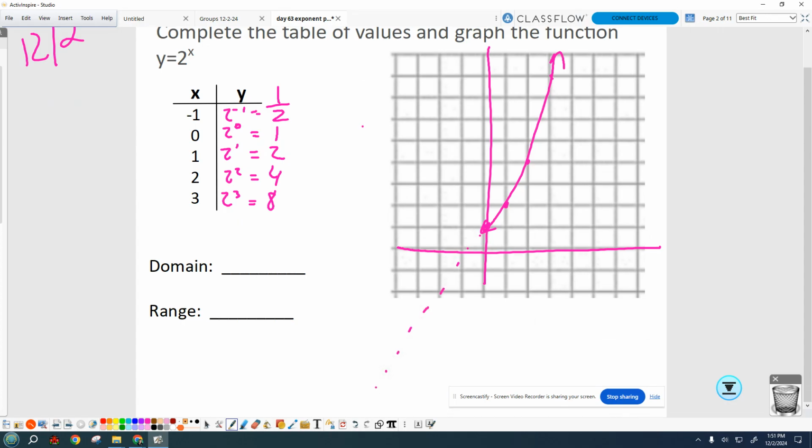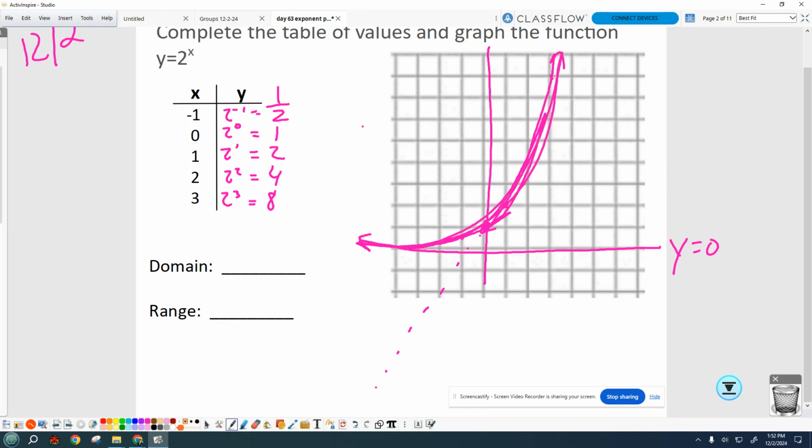And those of you that did the whole swooping bit of the graph, is there a horizontal asymptote, a vertical asymptote, or no asymptote on this graph? Horizontal asymptote. Horizontal at where? Y equals 0. Because those of you who plotted -1, 1/2, and then if you went further, -2, 1/4, -3, 1/8, it's gonna go like that.